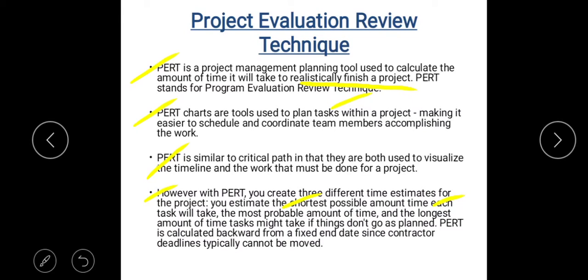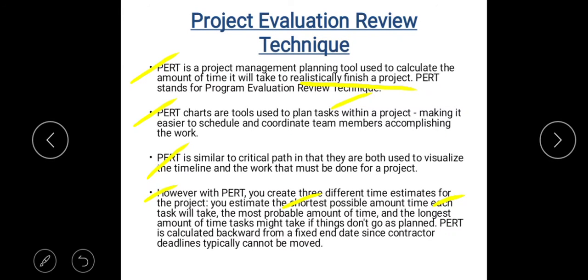So this is one of the differences between PERT and CPM. In case of PERT, we create 3 different time estimates, and in case of CPM, we create only one time estimate, that is the longest sequence of time taken to complete a project. Now I hope you are clear with the difference between PERT and CPM.